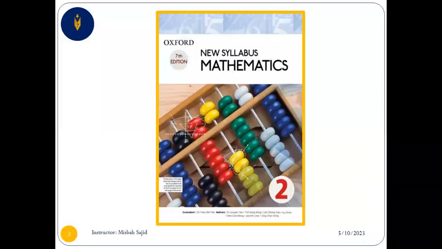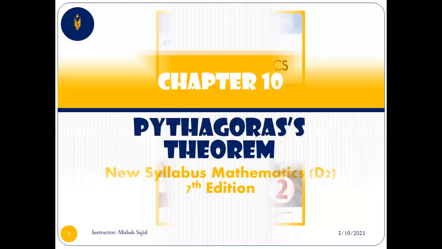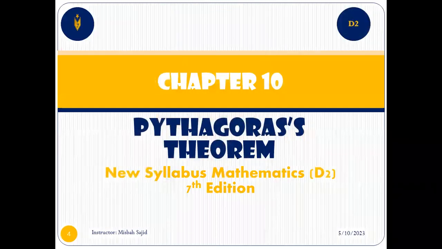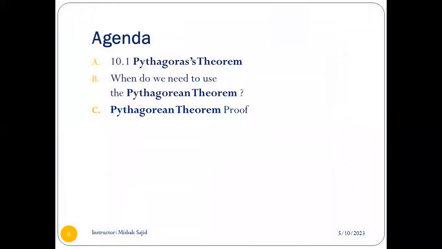Welcome to the New Syllabus Mathematics Book 2, 7th edition lecture series. We are going to start with chapter number 10, Pythagoras Theorem, from New Syllabus Mathematics B2 Book 2, 7th edition. In today's video, we are going to see section 10.1, Pythagoras Theorem Introduction. Then we will see when we need to use the Pythagoras Theorem, and then we will see the proof of the Pythagoras Theorem, the Pythagorean Theorem, in this video.